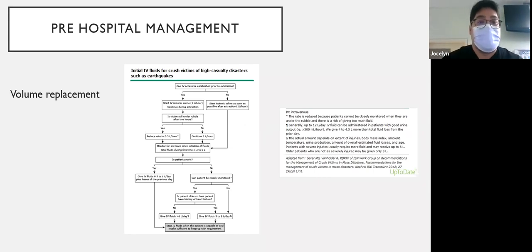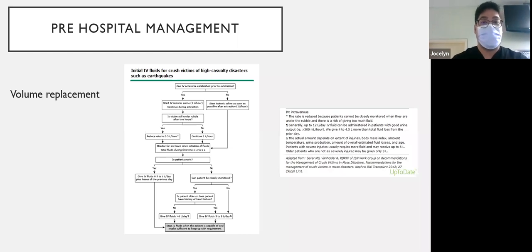Okay. Let's say there is a casualty or earthquake or any collapsed building. So the pre-hospital management plays a very important role. Usually, if the IV access can be established, we will start isotonic saline, 1 liter per hour during extrication. Why isotonic saline? Because it's easy to get, with fewer complications.